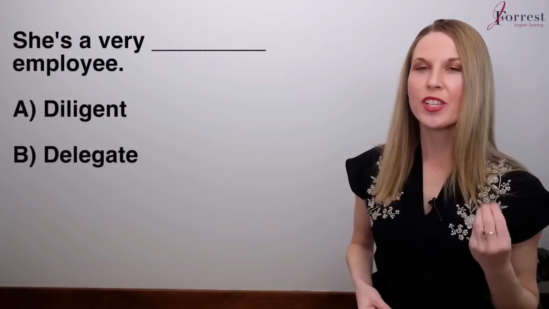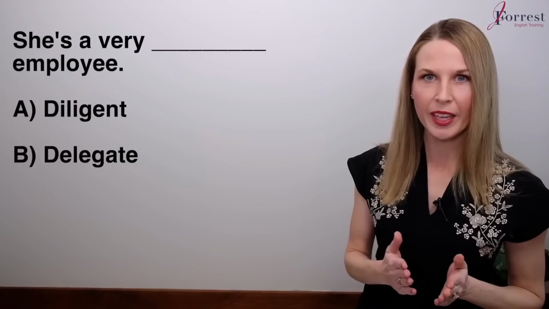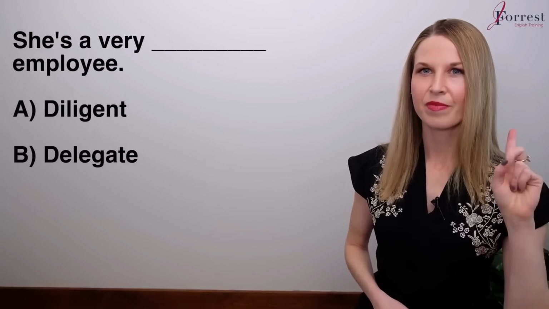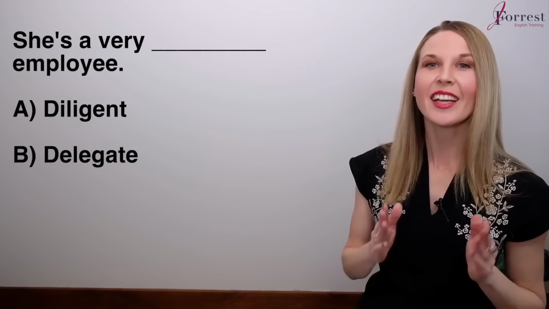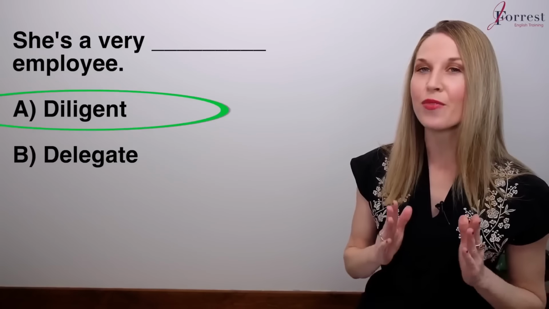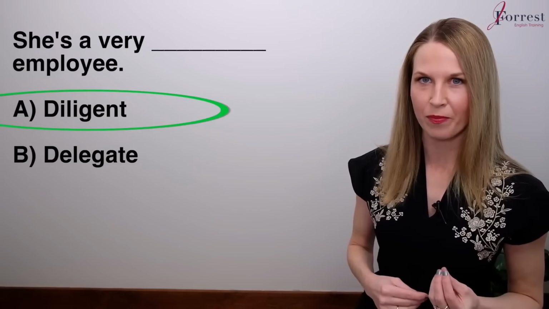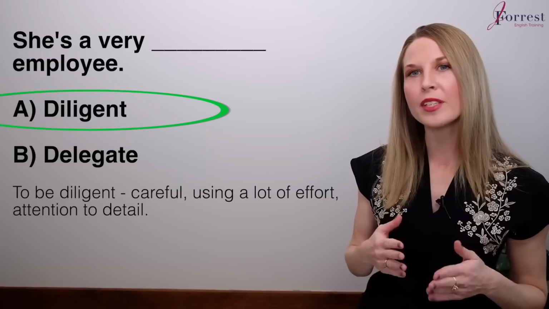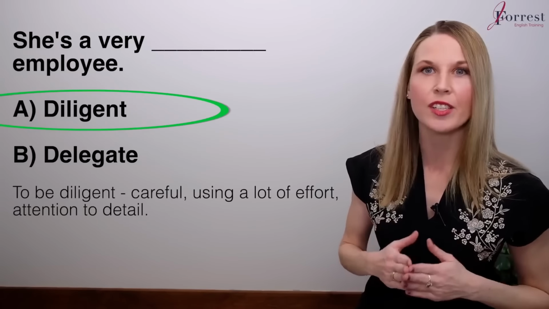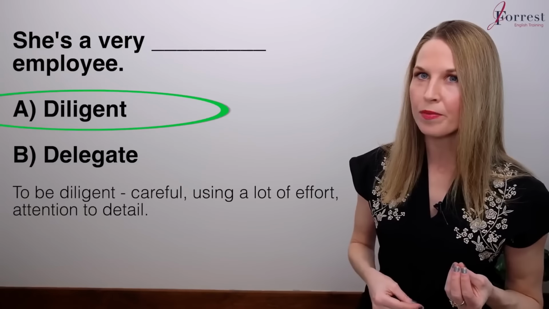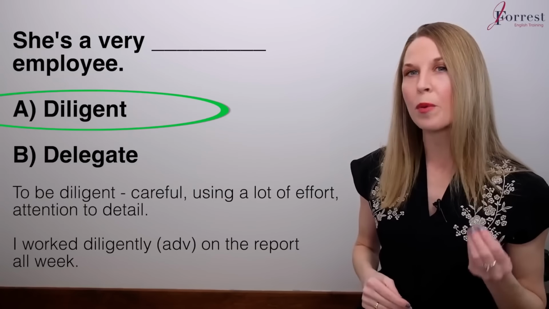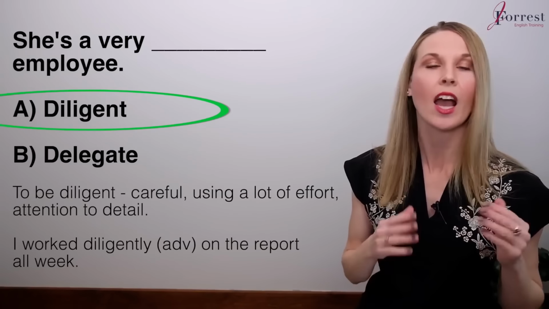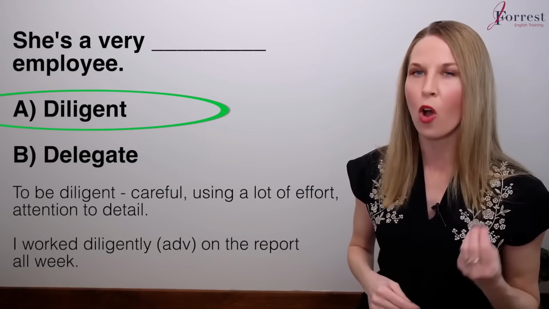Question two. She's a very employee. Option one, option two. The correct answer is A, diligent. She's a very diligent employee. To be diligent, this means to be careful or using a lot of effort and attention to detail. For example, I worked diligently on the report all week. So notice in this case, it's an adverb, diligently. I worked diligently on the report all week.